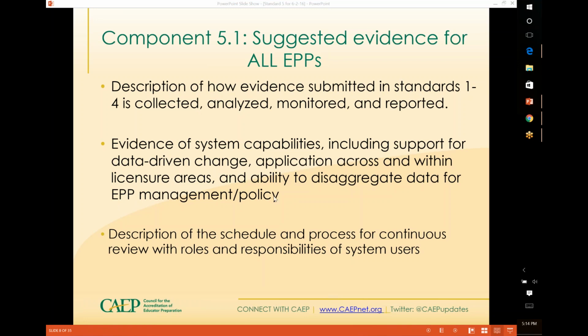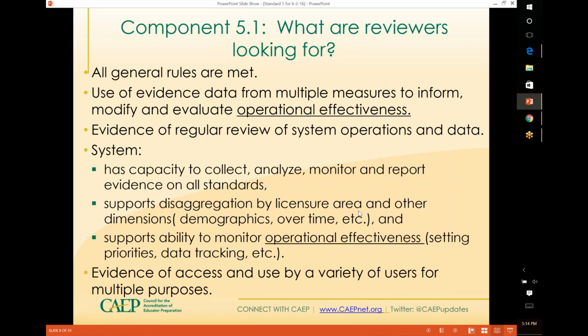Remember, this component 5.1 does not need to be met, which means that you don't need to provide evidence of all the possible language that's in component 5.1, but you must address 5.1. So, as CAEP has pointed out, there may be components that are stronger than others. There may be components that are of greater priority to an EPP, and that's perfectly acceptable to CAEP. But you must provide evidence at least that you have a quality assurance system in place.